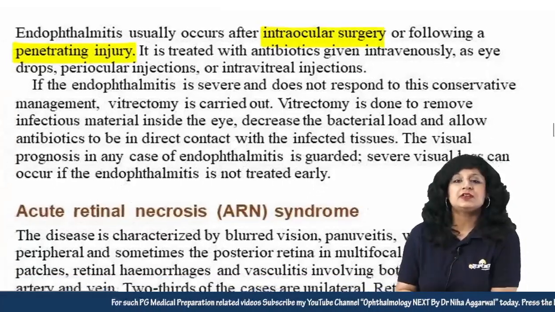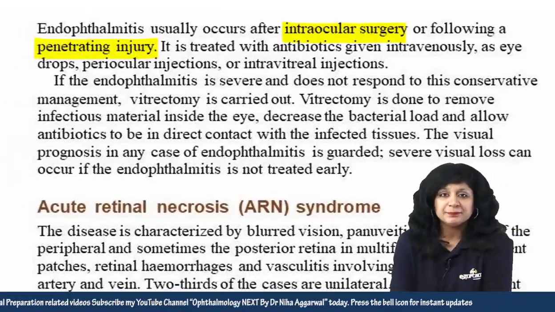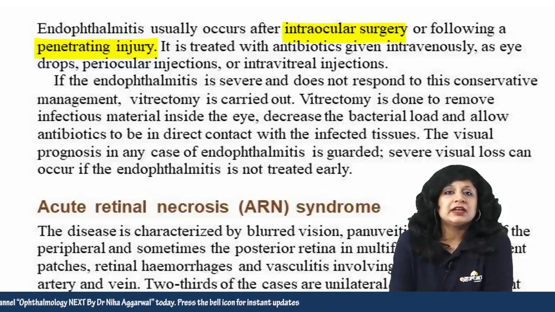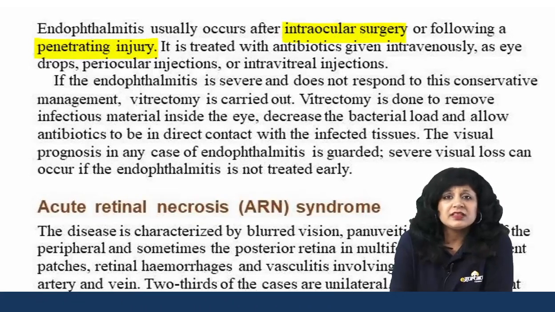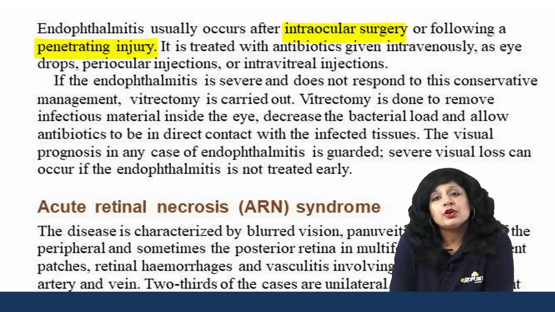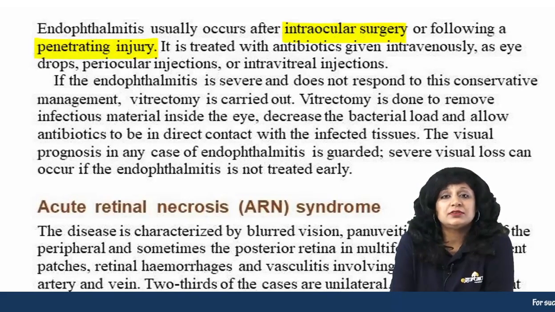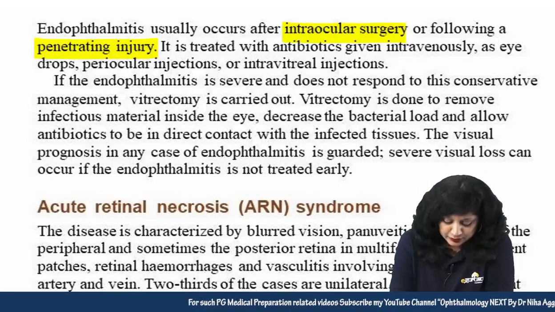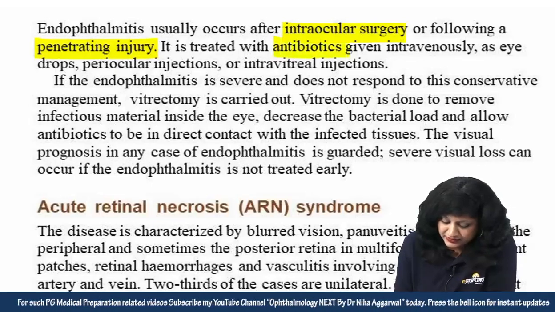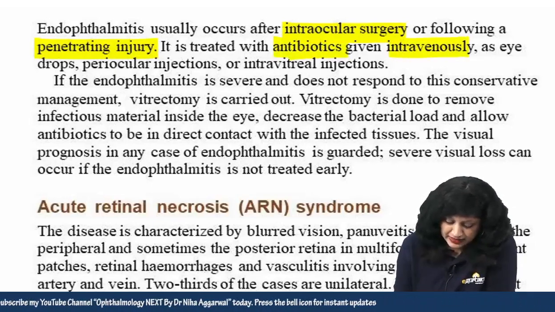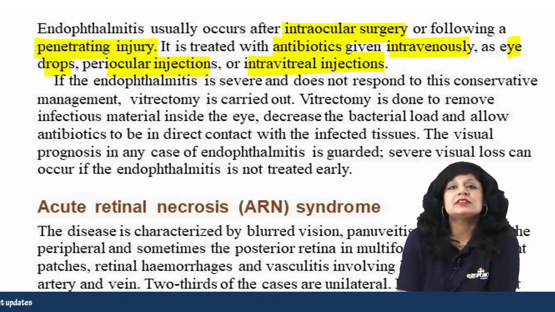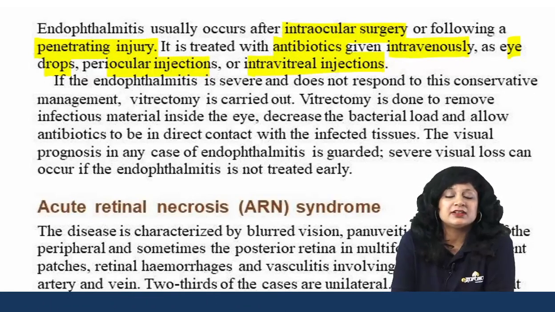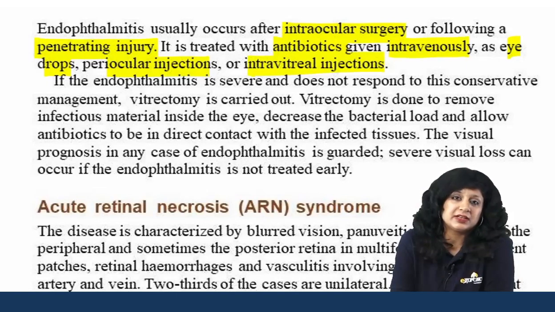Now, endophthalmitis can occur after anything, but when we think clinically about endophthalmitis, you have to think of two things: either there is a surgery, that is a surgical trauma, intraocular surgery, or it could be a real trauma. The real trauma is more the penetrating injury which leads to endophthalmitis. You can give antibiotics intravenously. We can also give eye drops, periocular injections, and intravitreal injections. So when there is endophthalmitis, you have to start giving the antibiotics by all the routes.